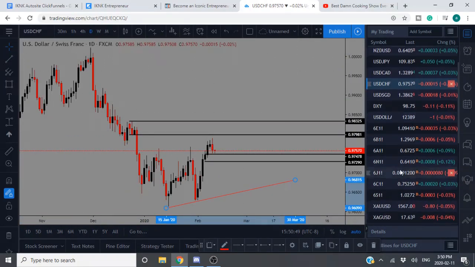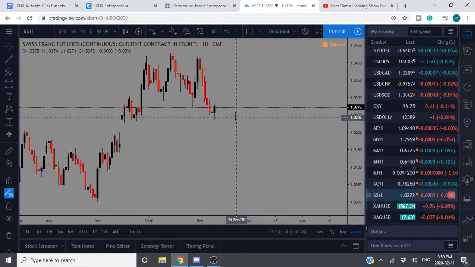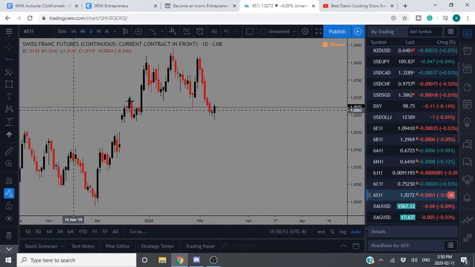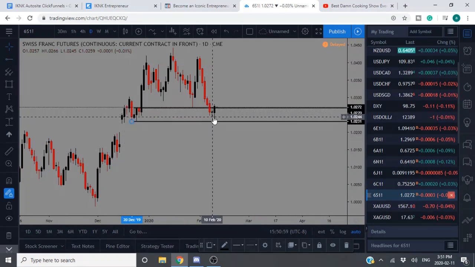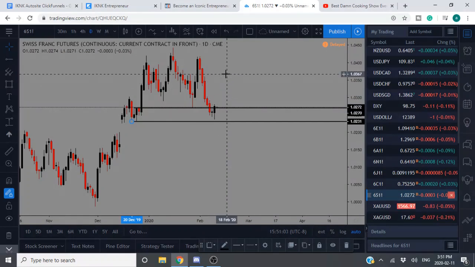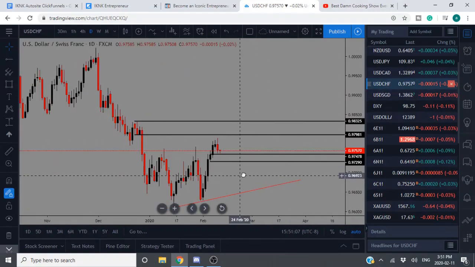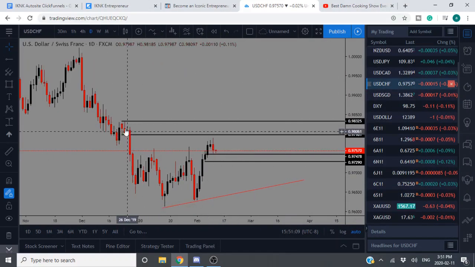I think if we go to the Swiss really quick, the currency pair, you see prices are currently inside this daily time frame for the Swiss currency. So in this case, we'd be buying the Swiss, meaning we're hoping the Swiss currency goes up and gets strength. And if we go back to the USD Swiss, we're currently not in that supply zone.